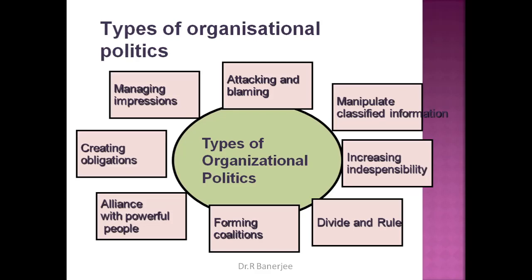The other way of organizational politics is manipulating classified information. The member who is involved in this has control over different types of information, and they carefully control it, meaning they decide what information is to be distributed when the other person is essentially in need of that information. By providing that information, they can get the power or favor of that person.